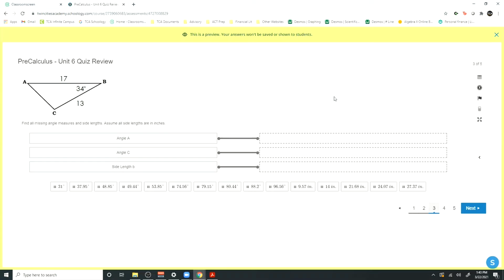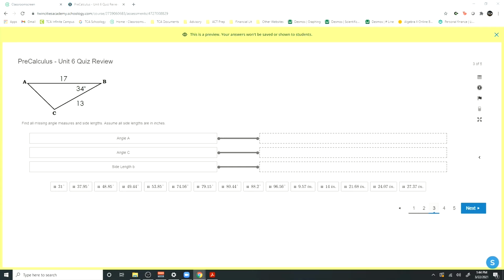Welcome back. We are finishing up the quiz review. Let's take a look at number 3. I've got a triangle ABC. In this case, I know 2 sides and an angle again, but this time I don't have an angle and its opposite side length. Instead, I have 2 sides and the included angle, meaning the angle that's between them.